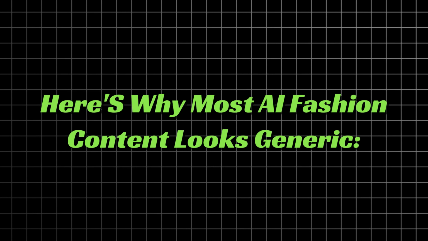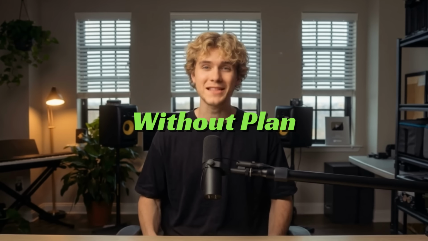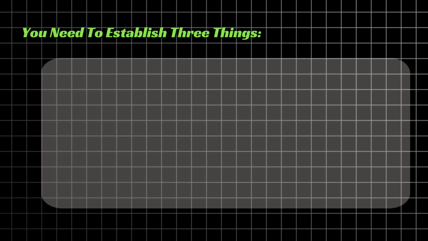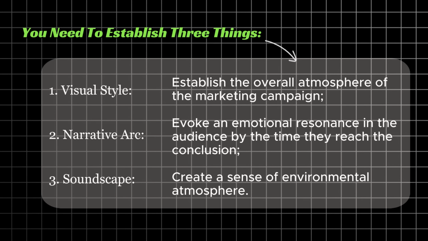Let's get into it. Here's why most AI fashion content looks generic. People go straight to generating without a plan, and what comes out is a collection of unconnected images that don't feel like they belong to the same brand. Before generating any content, you need to establish 3 things: visual style, narrative arc, soundscape.